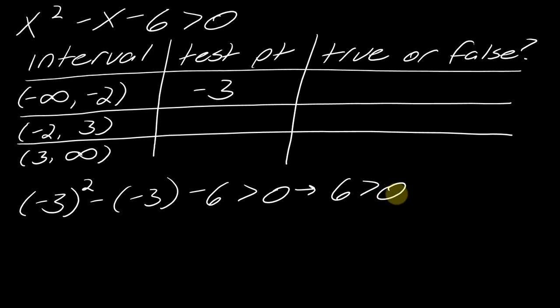And then now you just have to say to yourself, is this true or false? Is 6 greater than 0? Yes, that is true. So, boop, write a true right there. There we go. All right, so moving on to the next interval.